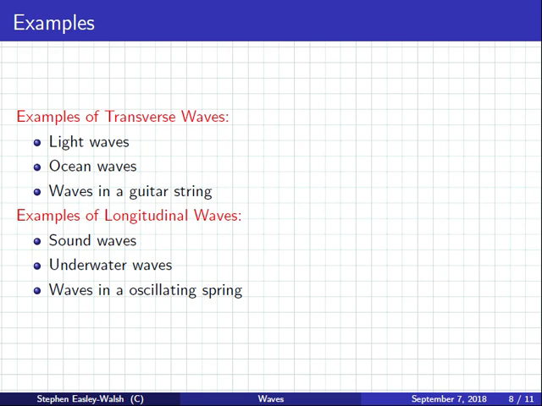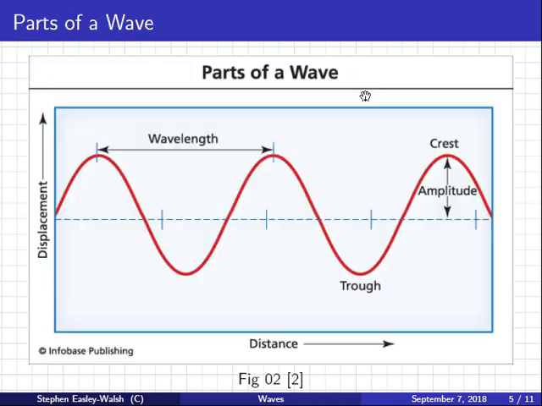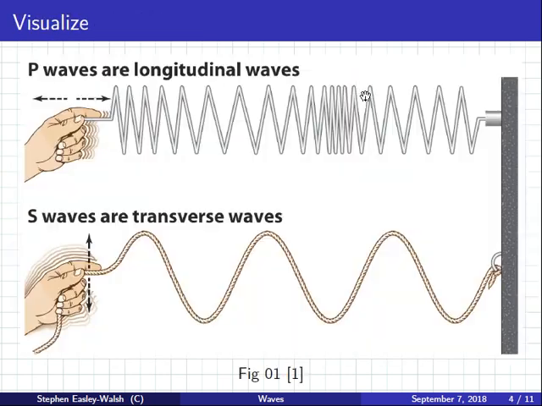Longitudinal is like this. It's not this. It's vibrating like this. One second, Ben, I'll just show you the picture. You know that picture at the start there. S waves go up and down, whereas longitudinal go back and forth.